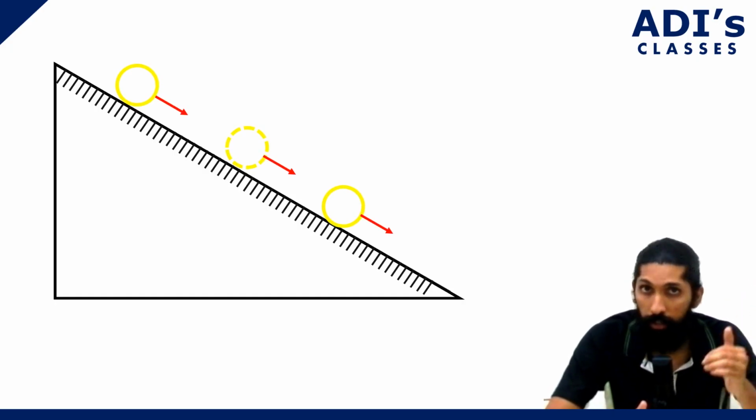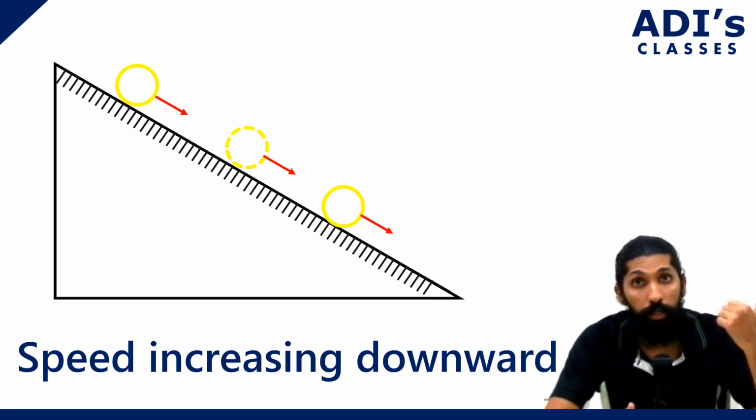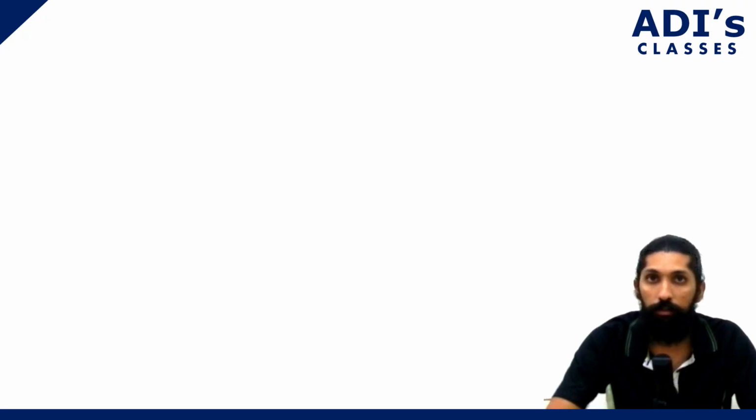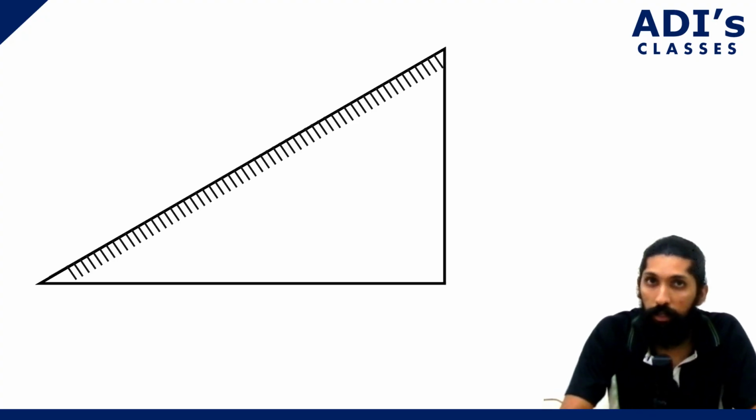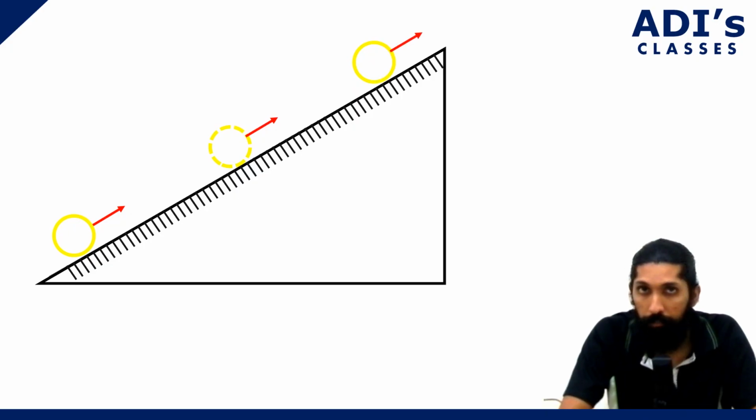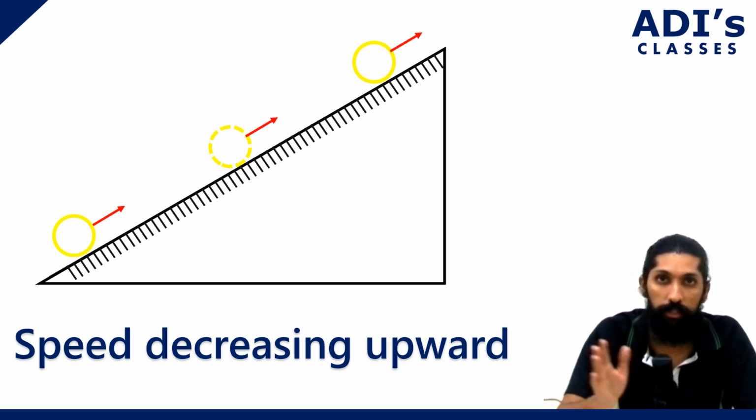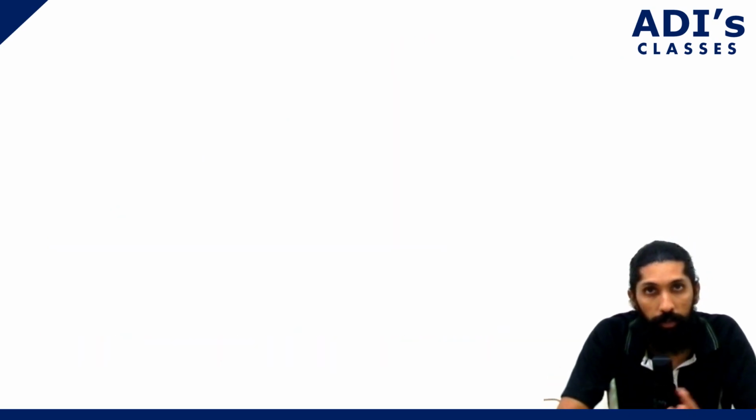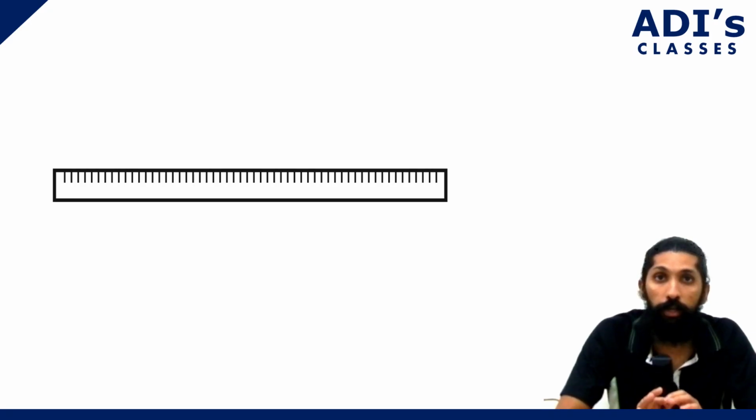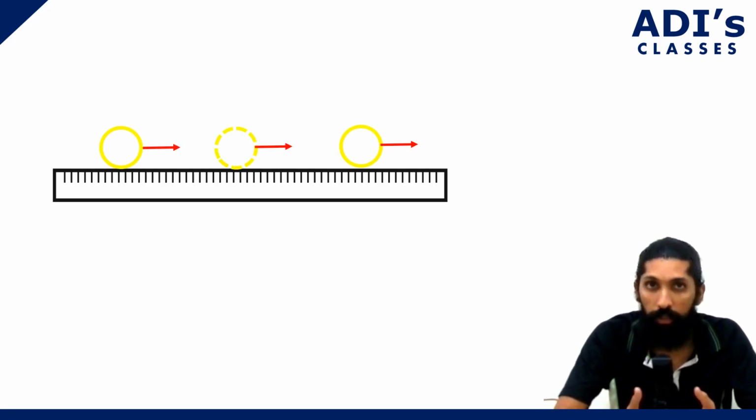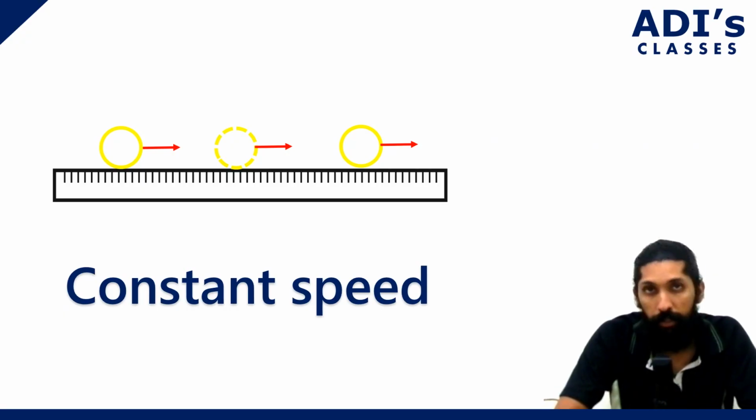Now, as it is falling down, what's going to happen? The speed is going to increase. Now, look at this particular scenario. Again, you have an inclined plane, but the body is trying to move upward. Here, what's going to happen? The speed is going to reduce. Now, what if you have a plane surface? See like this one, the body is moving like this. This is going to move at a constant speed. That means there is no increase, there is no decrease. It's going to move at a constant speed.